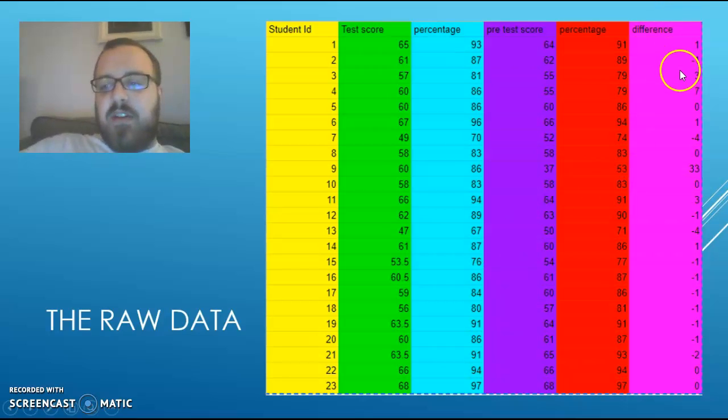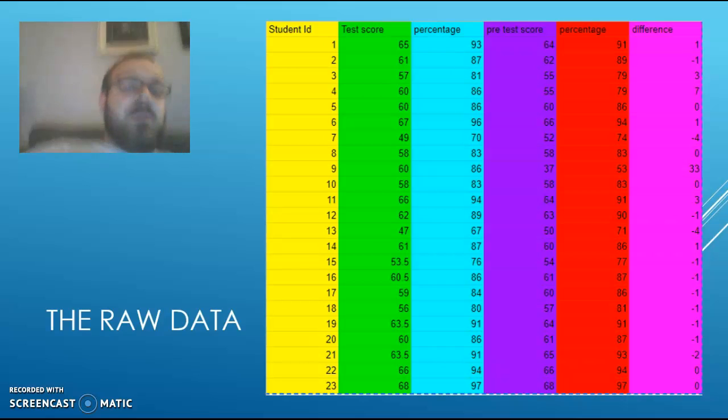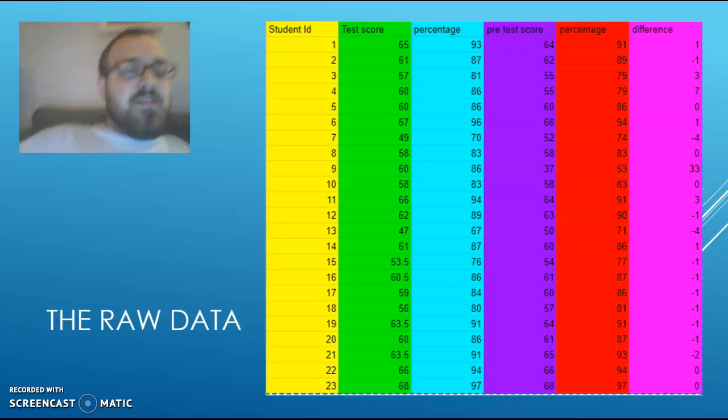And if you look at the difference, most students scored within a point or two of where they scored on their actual test, so it's a pretty good predictor. There was that kid I talked about in the beginning, so if you look at number 9 right here, they improved by 33 percentage points. They got a 53% on the practice test and got an 86% on the post test. Now, I do not grade the practice test. They get a completion grade for it, so it's not something that they have to do really well on to get a good grade. It's more of a study tool for them.